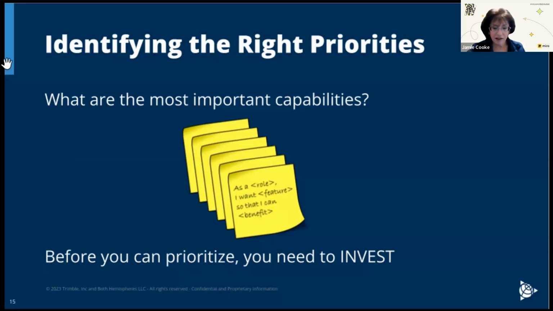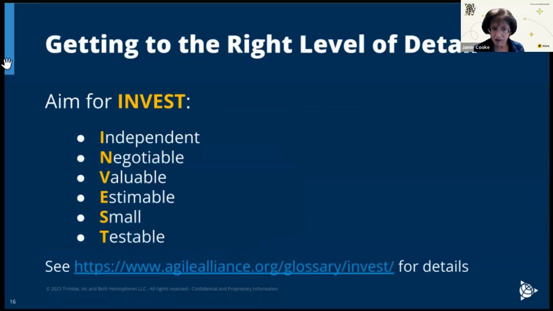So INVEST stands for these 6 features. And what they effectively are saying is, look, you can't begin to prioritize until you get each sticky note, each feature, down to a digestible and achievable level that the team can actually work on. So you need to devolve your high-level sticky notes into smaller chunks.